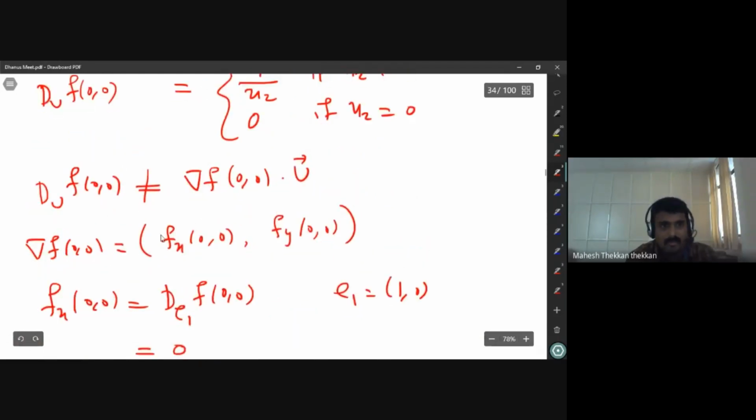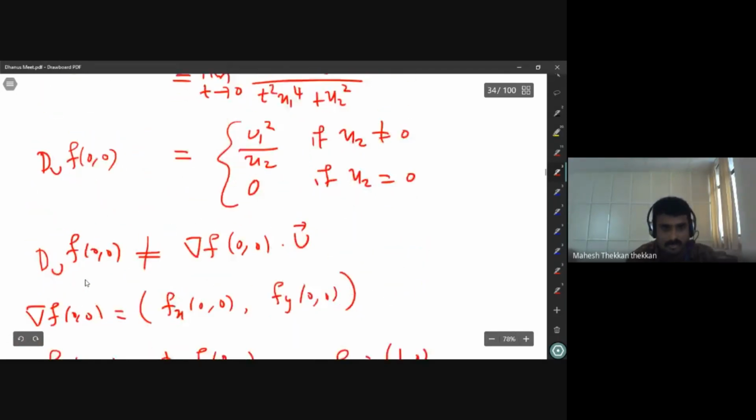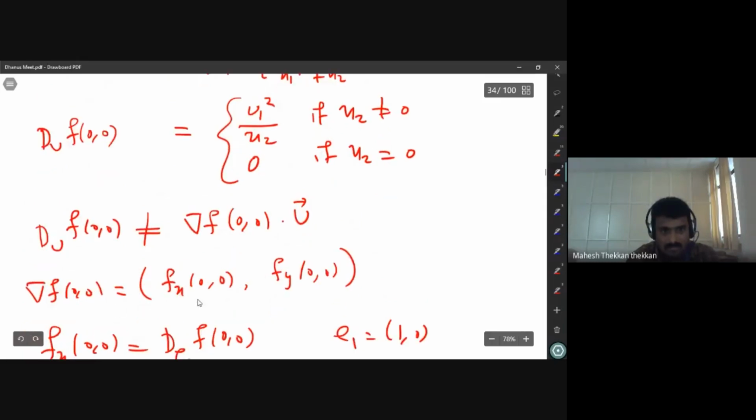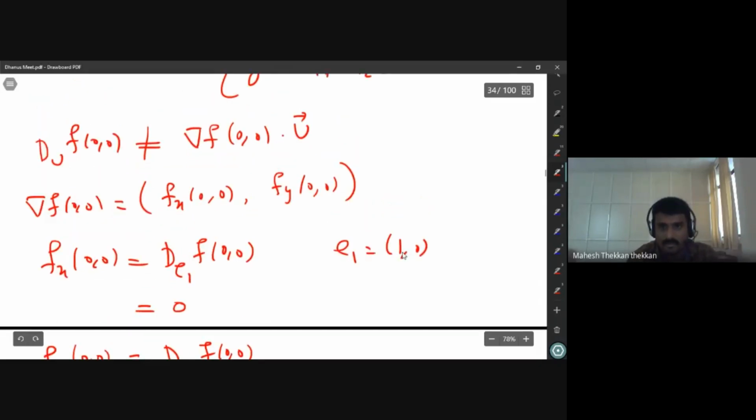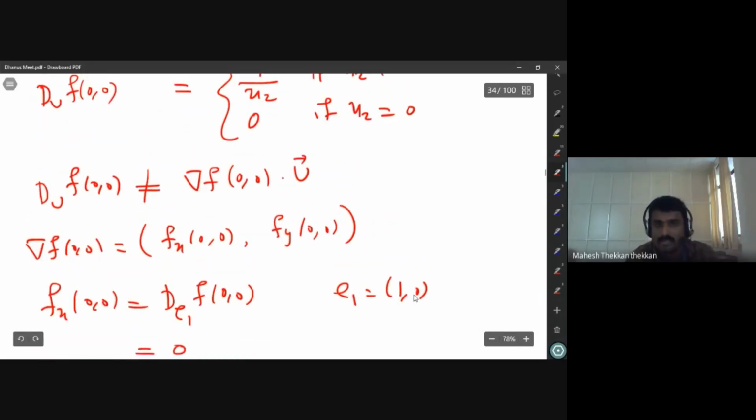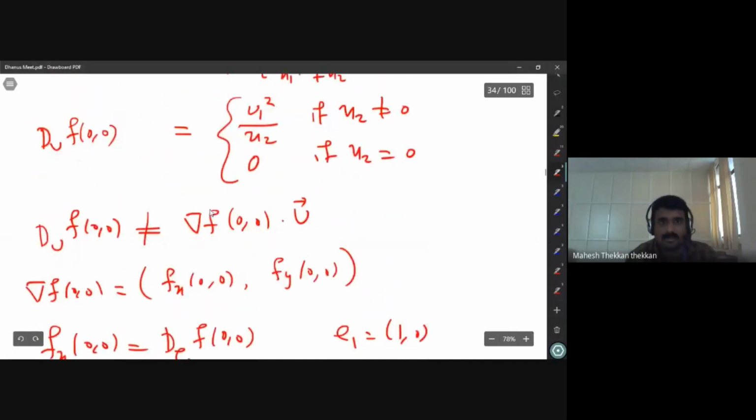Now I will go for del f at 0, 0. What is del f at 0, 0? fx at 0, 0, comma fy at 0, 0. So what is fx at 0, 0? fx at 0, 0 is the directional derivative in the direction of e1. What is e1? e1 is 1, comma 0. So this is the case where u2 is equal to 0. So the directional derivative we have already computed, and here the u2 term is 0. So fx at 0, 0 is nothing but 0. That is coming from the second part of the directional derivative.